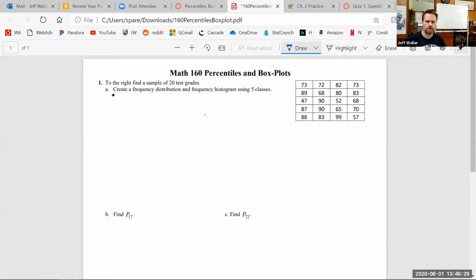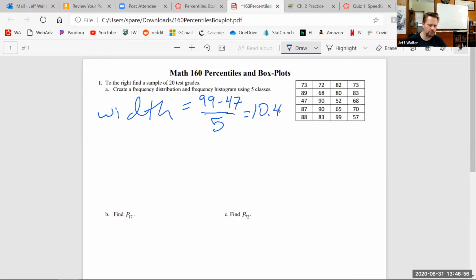All right. So like we said, the width. 99 minus 47. The high minus low, divided by 5. And what do you guys get when you do that? 10.4. You get 10.4. And so what am I going to do with 10.4? Round it up to 11. Good. Force that up to 11. So that's my width. My width is 11.